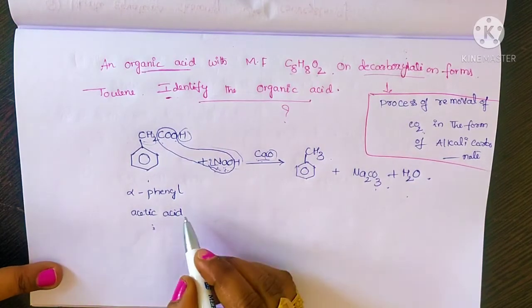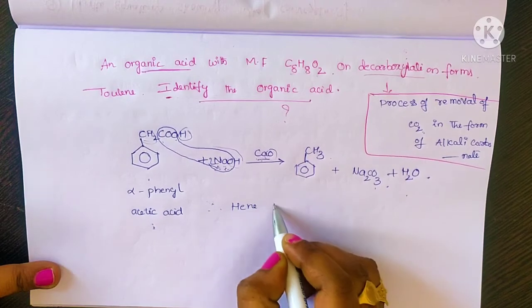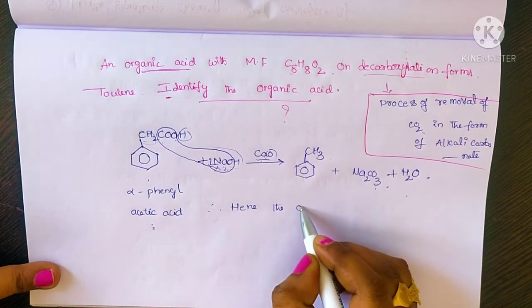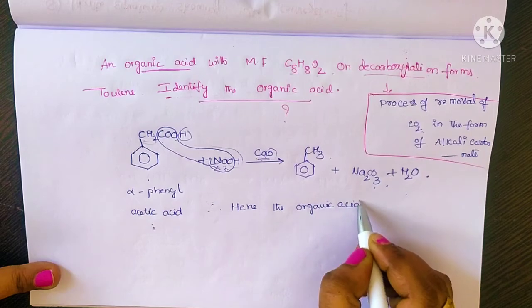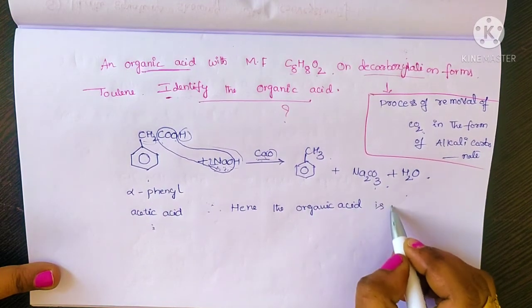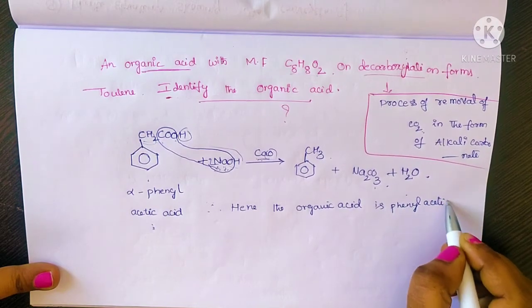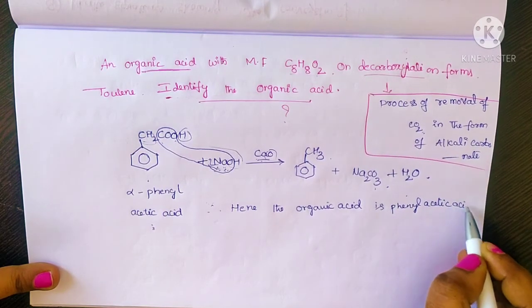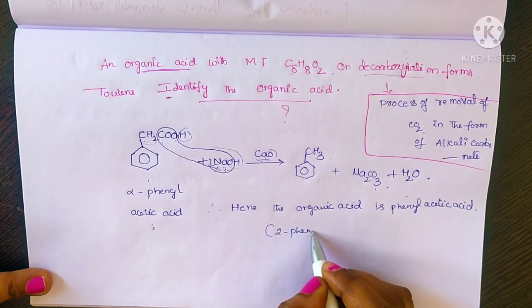So what is that organic acid? Alpha phenyl acetic acid is the organic acid. Now we find that alpha phenyl acetic acid has the molecular formula C8H8O2. Right, yes. So the organic acid, phenyl acetic acid, is 2-phenyl ethanoic acid.